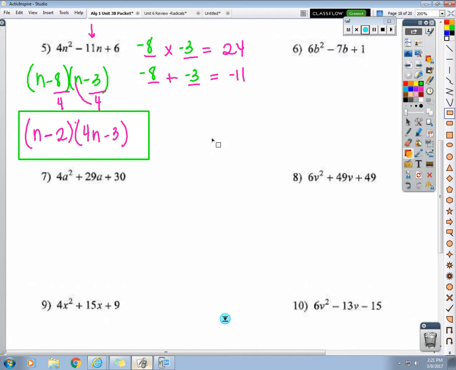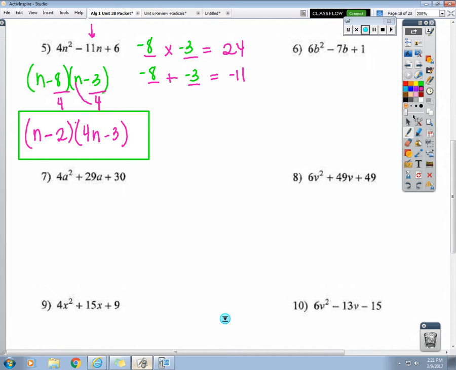Okay, now remember, you can quickly check this, even without writing anything. Okay, watch me check it without writing anything, except maybe some little markings. N times 4n is 4n squared. Negative 2 times 3 is positive 6. Negative 3n and negative 8n would combine to negative 11n. Okay, I just distributed it out in my head.